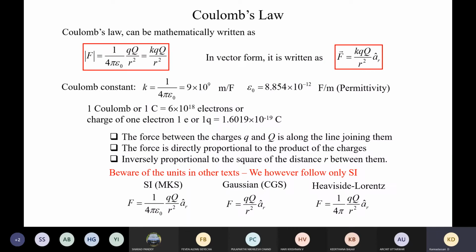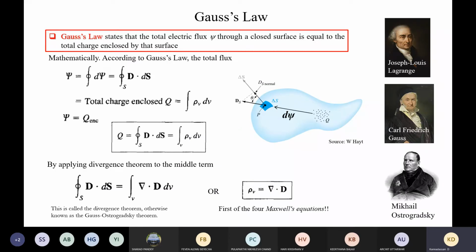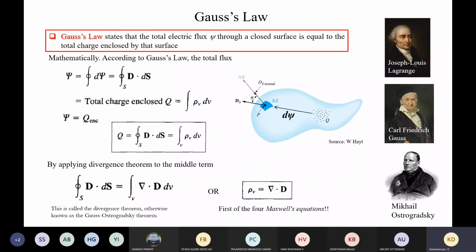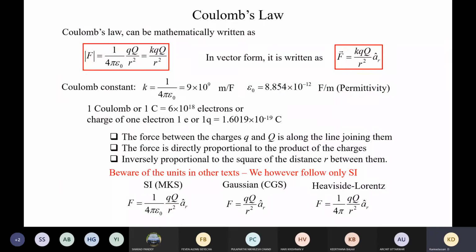We started with Coulomb's law, then we moved to Gauss's law, and these two laws state the electrostatic field and how these electrostatic fields induce force upon a particular charge. Similarly, if the particular field is exerted by a bunch of charges, what is the relationship between them? This is what we have discussed in Coulomb's law and Gauss's law.